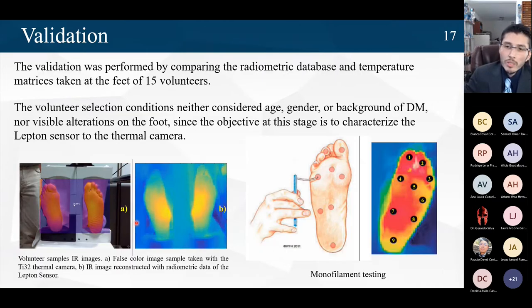Also, we carried out a validation using the same database from the cross-characterization performed in 2018, in which we had 15 volunteers in our laboratory. None of them were considered by age, gender, or background of diabetes, since our purpose is only to characterize sensors and finally retrieve a mathematical model. Our perspective, of course, is to use a database of diabetic people or even diabetic food images, but at the moment it's only a paper that describes a cross characterization between thermal images.